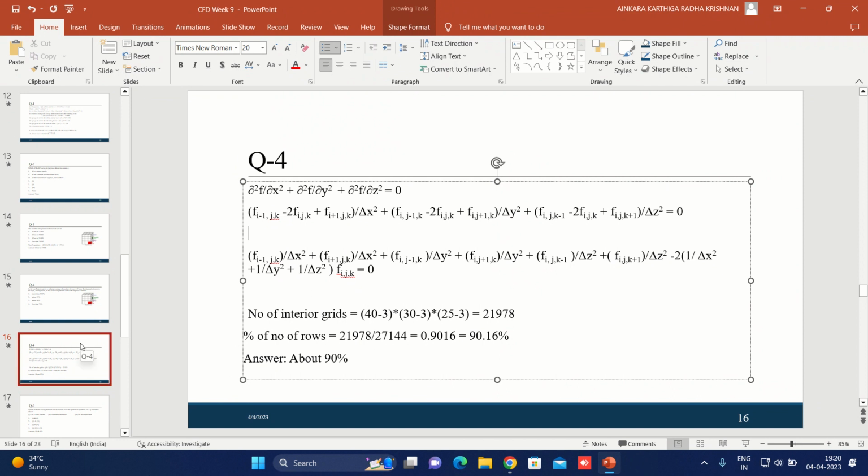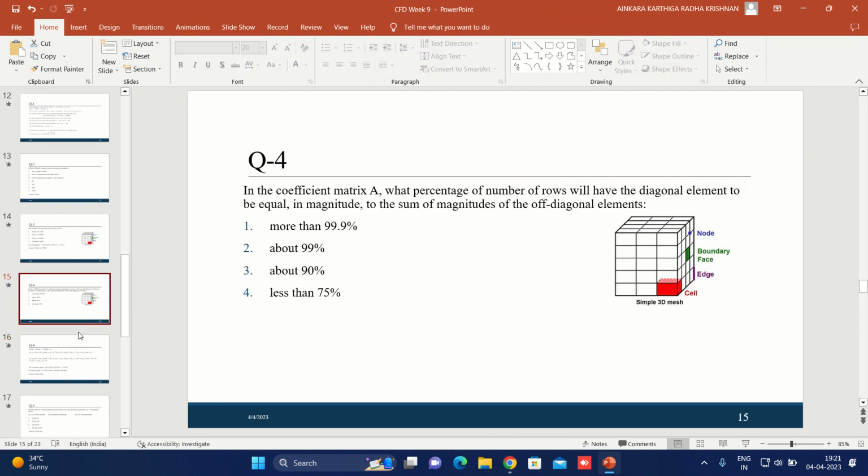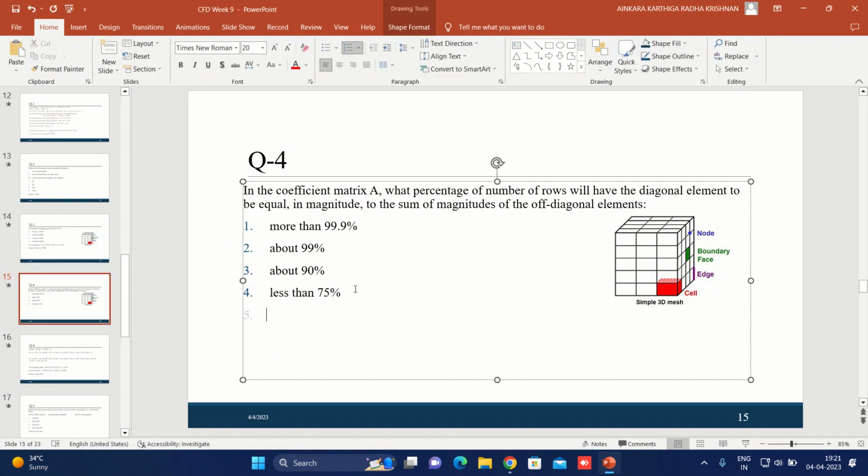So doing this calculation, it would come as around 90% should be the answer. Some calculation went wrong here, so it is coming as 80%. So I'll just recheck this at the end of the session. So the answer to this is actually about 90%. About 90%.